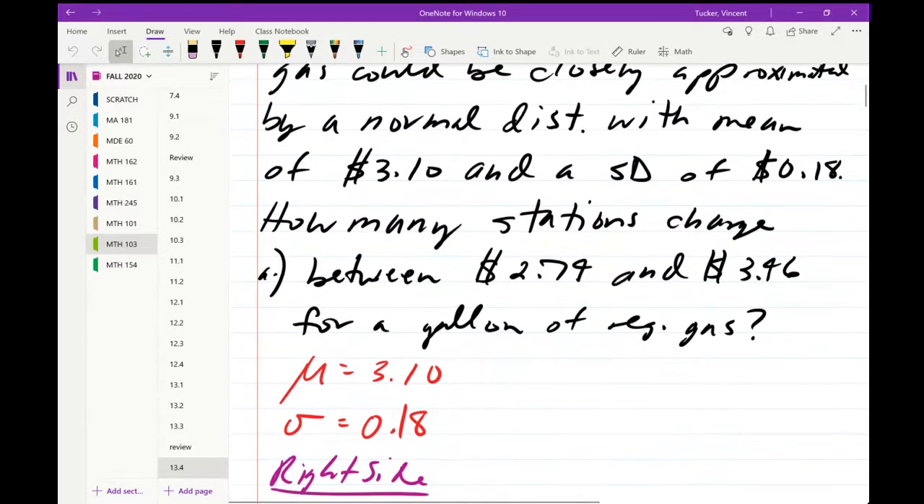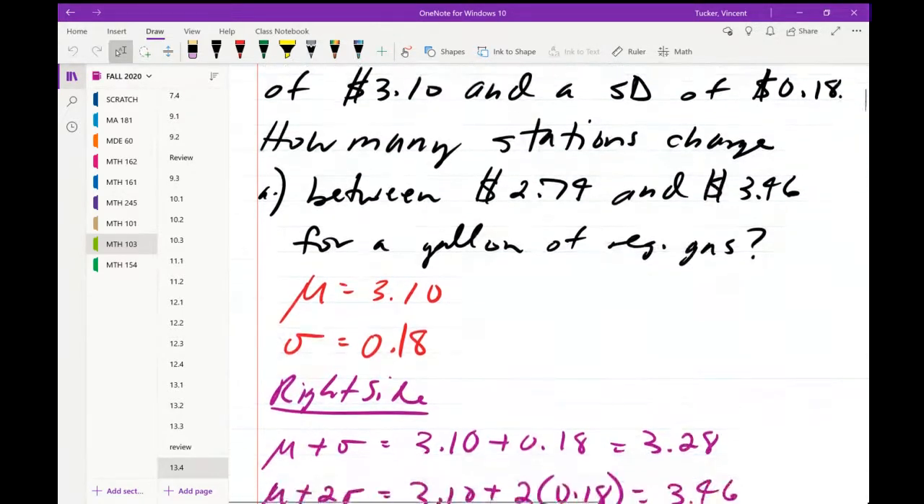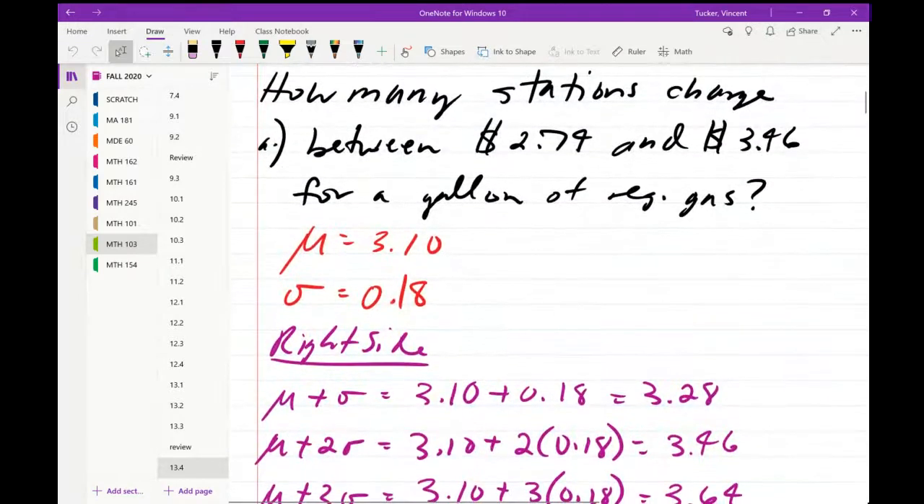All right, are we good? Let me know. I'll go back down. All right, so we're at A. How many stations charge between $2.74 and $3.46 for a gallon of regular gas? So we do what we did in the last example. We recognize what our mean and standard deviation are. So it's $3.10 and 18 cents.